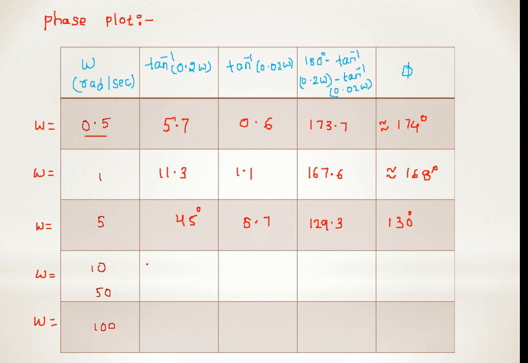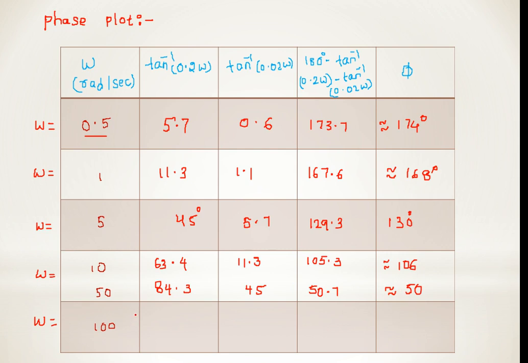And substitute omega equal to 10. What you are getting here? 63.4. And here tan inverse of 0.02 into 10, 11.3. And here you are getting 105.3. So approximately this value equal to 106. Substitute omega equal to 50. Tan inverse of 0.2 into 50 is 84.3. Tan inverse of 0.02 into 50 is 45. And this will be equal to 50.7, approximated to 50.